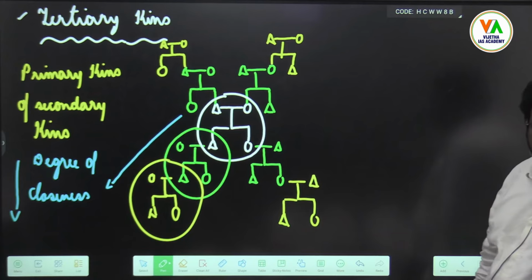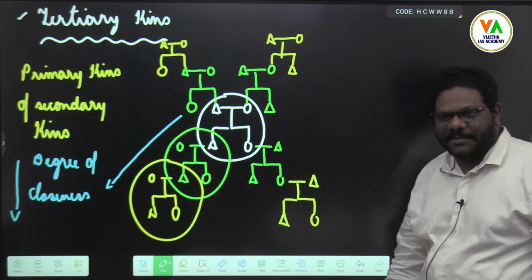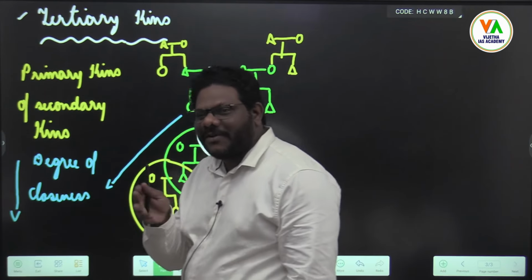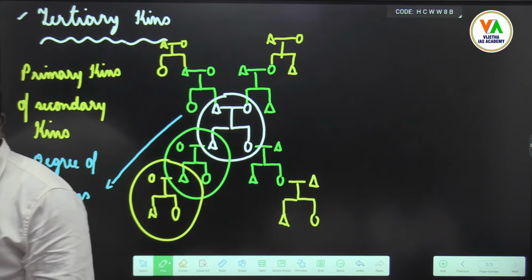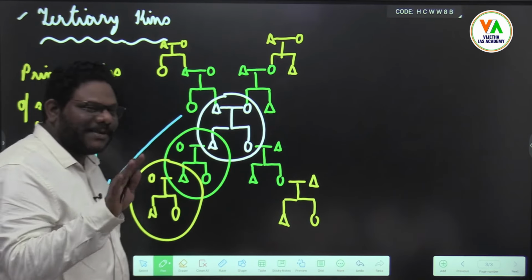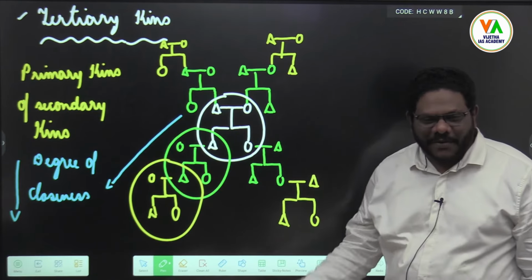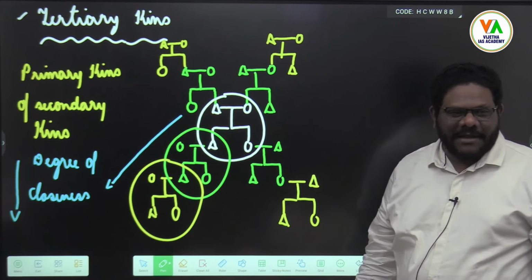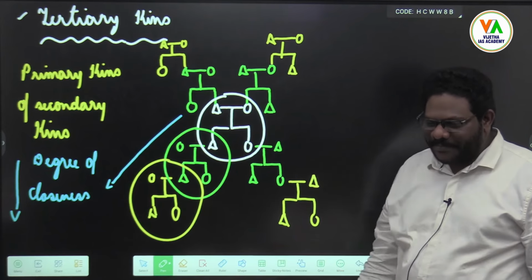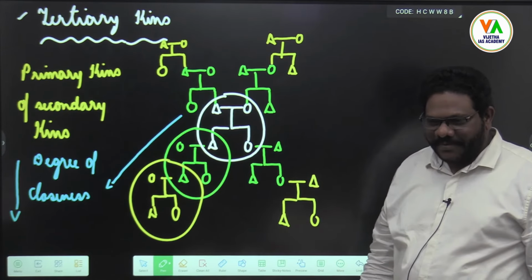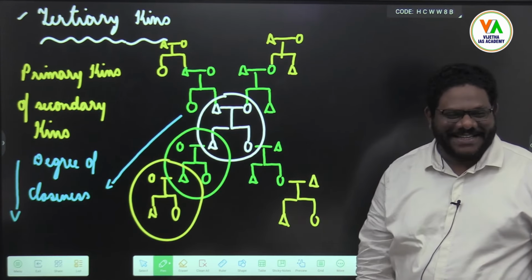You get my point? Every society has this kinship system. This is also universal. Whatever we are talking about is universal in nature. It's not that kinship is only present in some, it is universal in nature. Everywhere you have these kinship bonds. Everywhere a human being has relatives. Yes or no?